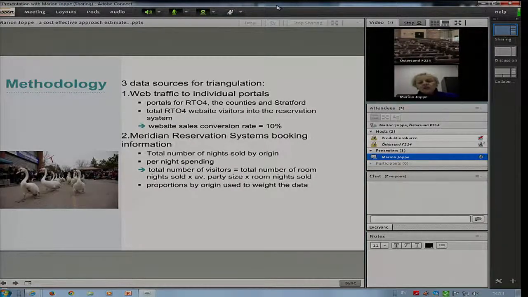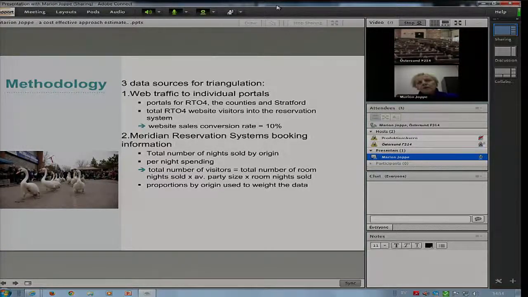So we used essentially 3 sources to triangulate the data. This, by the way, the picture is the Swan Parade in Stratford, Ontario, at the beginning of the summer, and in the fall they are housed indoors, and so move to and from the lake, and again, huge attraction for visitors. Anyways, the 3 sources include web traffic to the individual portals, because each of the counties in the region, as well as the Stratford Festival, as well as RTO4, each have their own web portal.